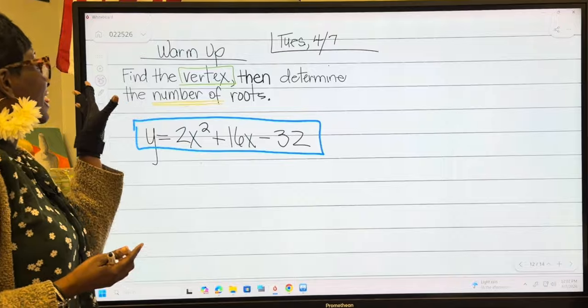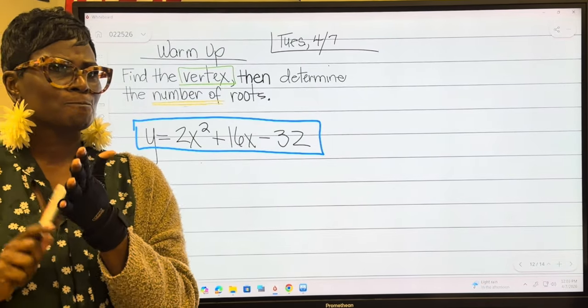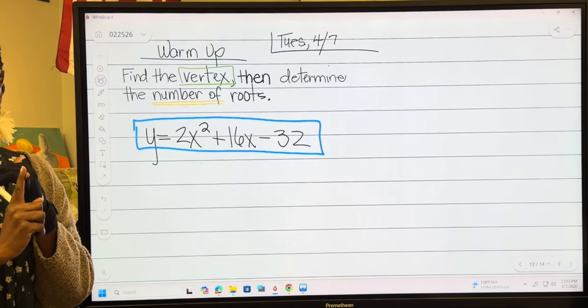So when you look at this parabola, give me some key features. What do you notice? Is it opening up or opening down? Think about it before you yell it out. Does it open up or down, and how do you know?